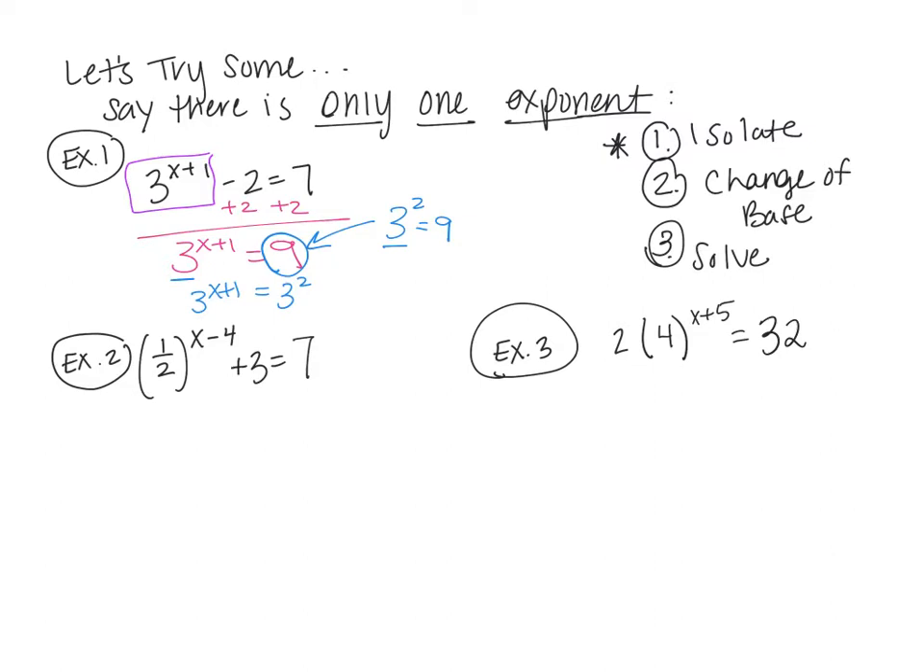Now remember that property on that first slide that said if I have the bases the same, I can cancel them and I'll let their exponents be equal. So now what I really have is x plus 1 equals 2. All right, so finish solving it. X plus 1 equals 2. That must mean that x is going to equal 1.